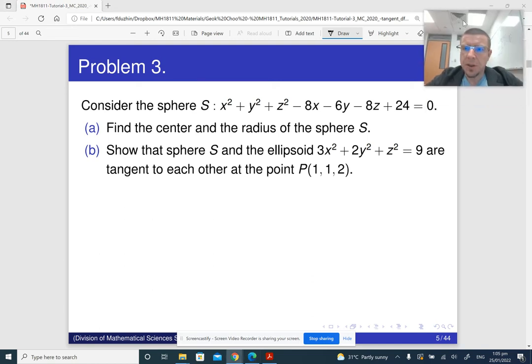All right, so here we have a sphere, and the first question is to find the center and the radius of the given sphere. The second question is somewhat tricky. We need to show that this sphere and the ellipsoid are tangent to each other at a given point, right? Now the first part is probably going to be okay.